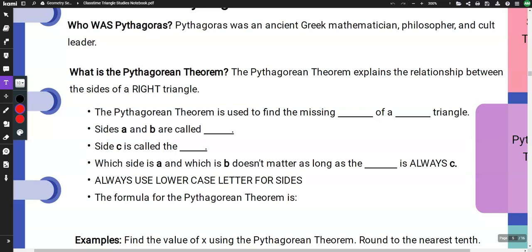So we start off by asking, who was Pythagoras? Pythagoras was an ancient Greek mathematician, philosopher, and cult leader. You can find out more information about him online.